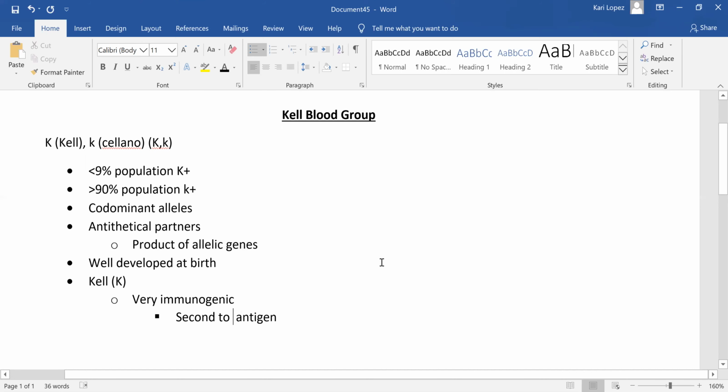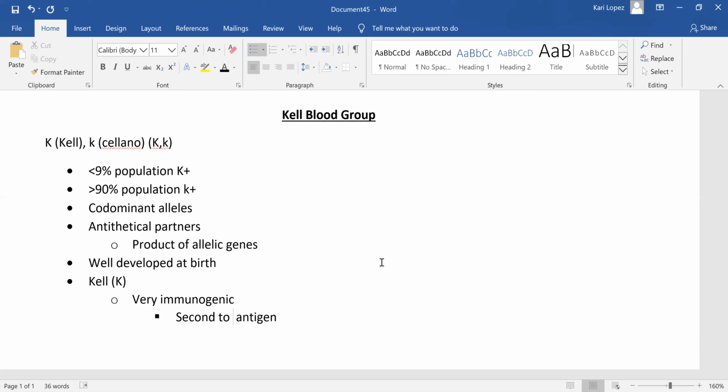Yep. So in your Rh system, you've got D, C, and E. In Kell, you've got Kell and Cellano. In ABO, you have A, B, or O. I'll give you a hint. It's in the Rh blood group system. The most immunogenic.